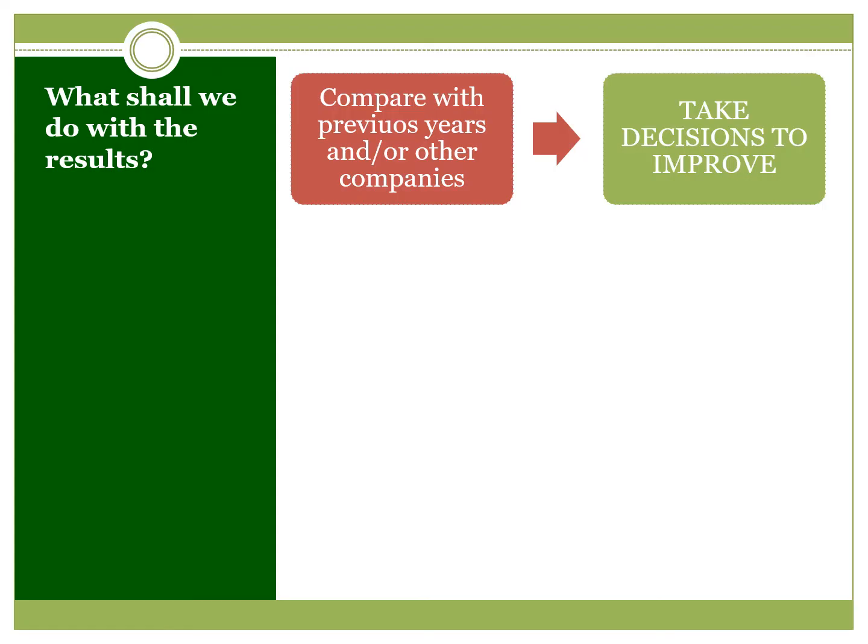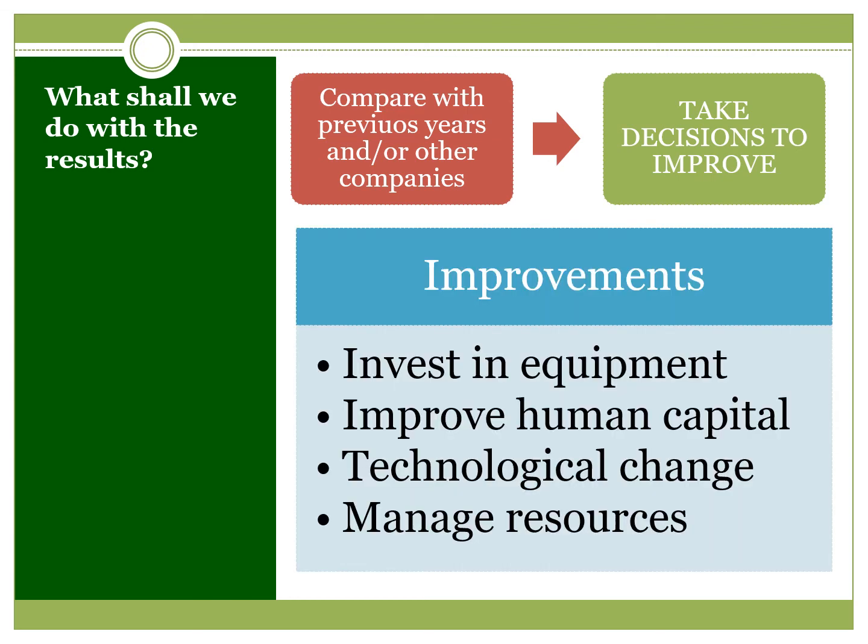What are we going to do with the results? Well, as we said before, we're going to compare the productivity with the same company in previous years, and we're going to compare the productivity with other companies doing the same business. And based on that information, the company has to take decisions to improve. What kind of decisions to improve? Well, the company can decide to invest in equipment. So they may decide they need a new machine, okay, because they don't have enough machines. They can also improve human capital. They can give courses to their employees.